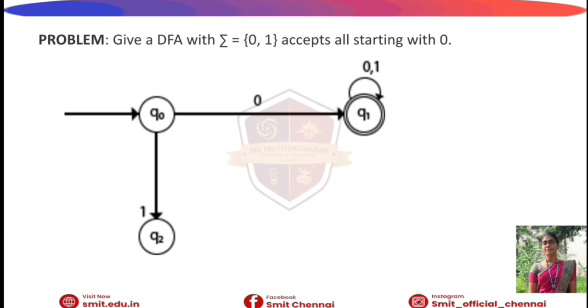We will draw a DFA with 0 and 1 as input and accepts all the strings starting with 0. So the start state Q0 accepts 0 and goes to Q1, and Q1, the final state, accepts both 0 and 1 and goes to itself. But in DFA, every state should accept each input at least once. So Q0 should accept 1 as an input. So Q0 accepts 1 and goes to Q2, which is not a final state.